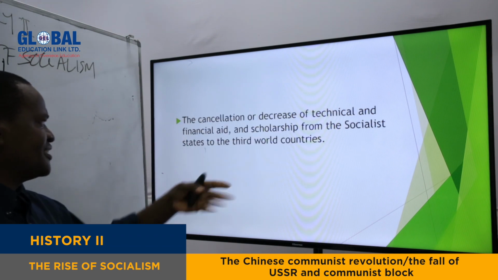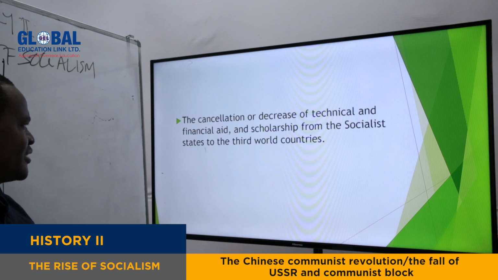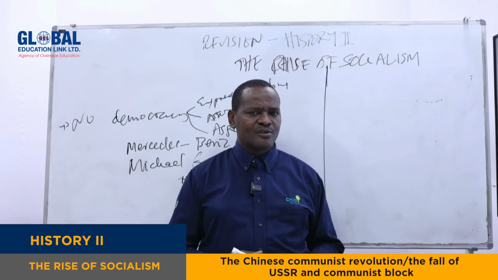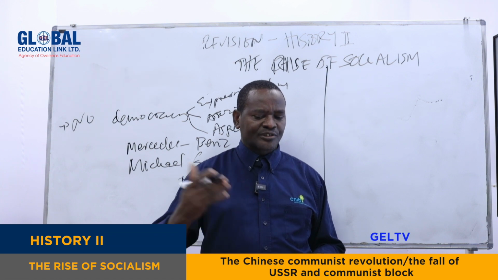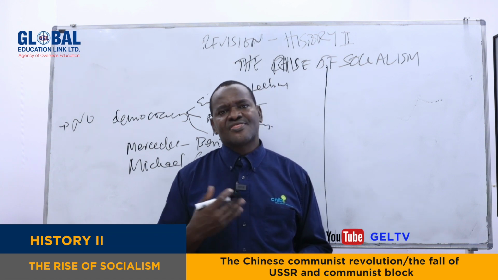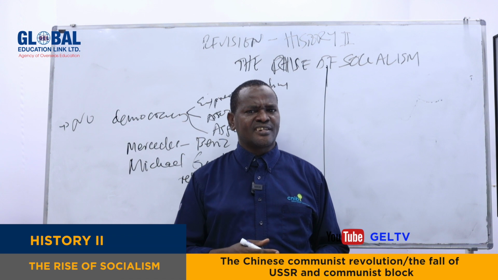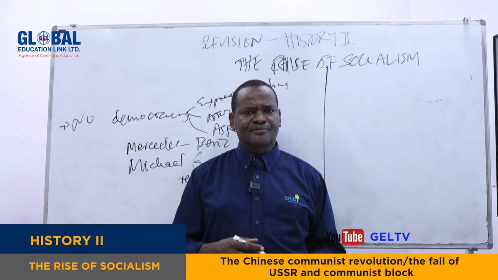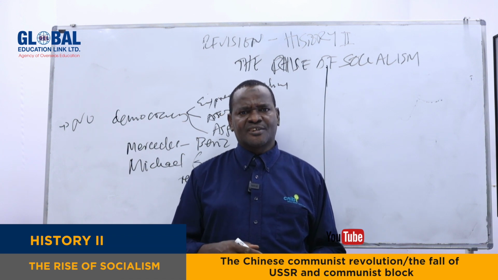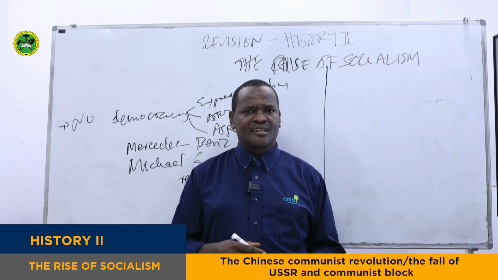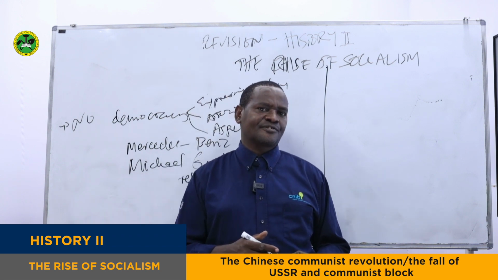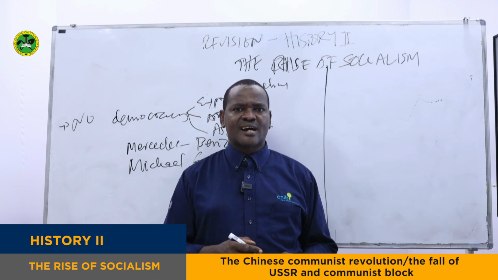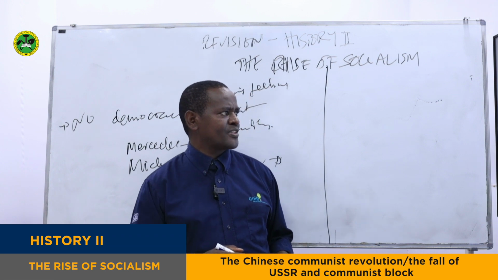Another is the cancellation or decrease of technical and financial aid, scholarships, and so on. There was a decrease of aid which flowed from the East European or socialist countries to the third world countries, and that included scholarships. For instance, Tanzania used to get scholarships to study in the USSR at that time, especially at Patrice Lumumba University in Moscow, but those scholarships are no more coming, and if you go there, you will have to pay.